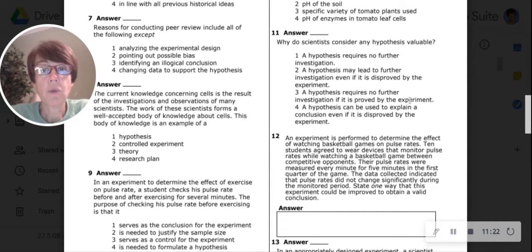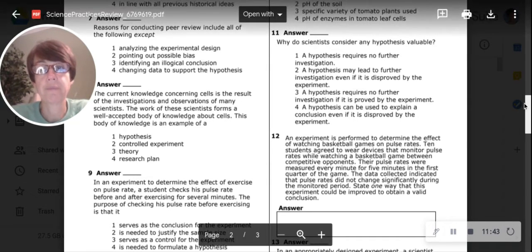or just see if you can confirm that hypothesis by getting the same explanation that you did the first time. A hypothesis requires no further investigation if it is proved by the experiment. A hypothesis can be used to explain a conclusion even if it's disproved by the experiment. So the reason it's valuable is a hypothesis could lead to further investigations, whether it's supported or not. So best answer there is number 2.